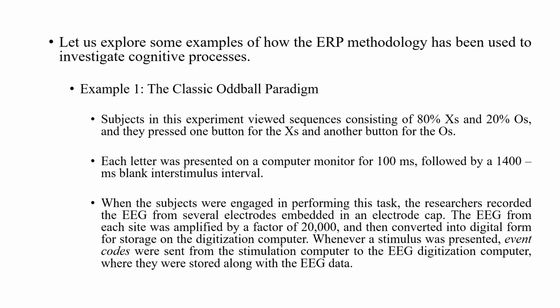Now, when the subjects were engaged in performing this task, the researchers recorded the EEG from several electrodes embedded in the electrode cap that was placed on their scalp. The EEG from each site was amplified by a factor of 20,000 and then converted into digital form for storage on the digitization computer. So, you're basically getting the signal and then storing it for further analysis. Whenever a stimulus was presented, event codes were sent from the stimulation computer to the EEG digitization computer, where they were stored along with the EEG data. So, you're basically tagging or marking the EEG data with respect to what event is going to happen.